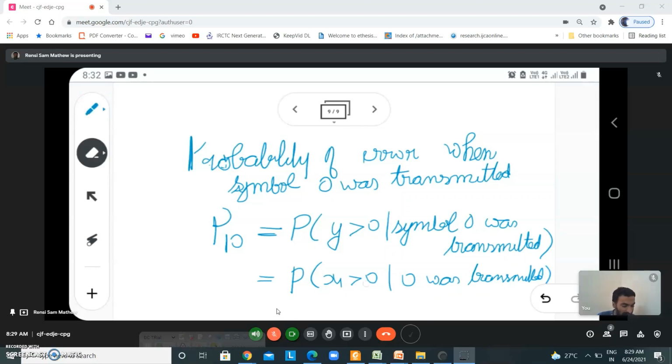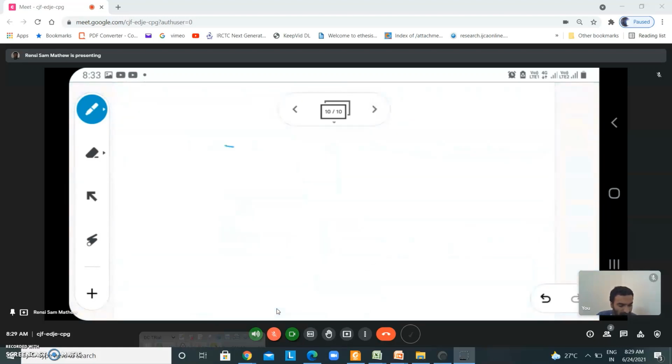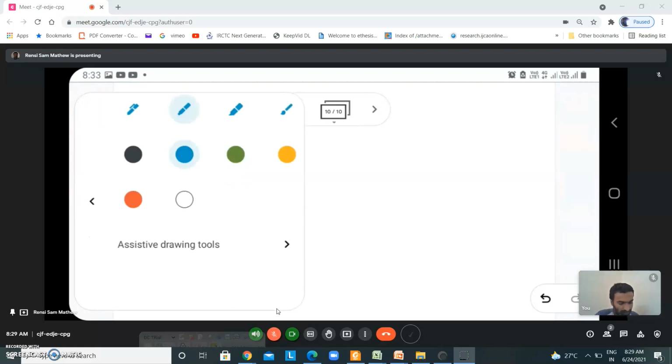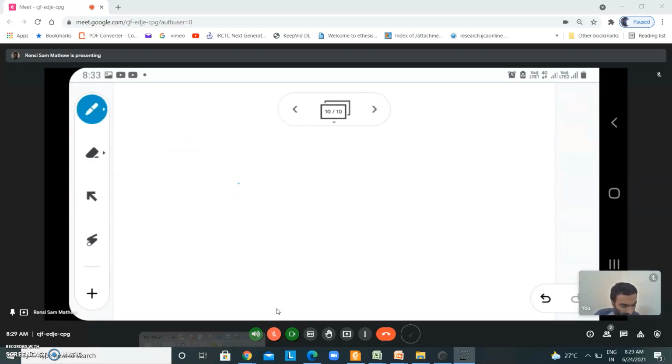Okay, sorry, x1 greater than x2. That is our condition. So we will write this as our conditional probability density function: integral from 0 to infinity of f of y given 0 dy. And what is that?